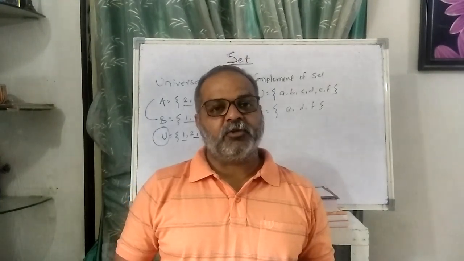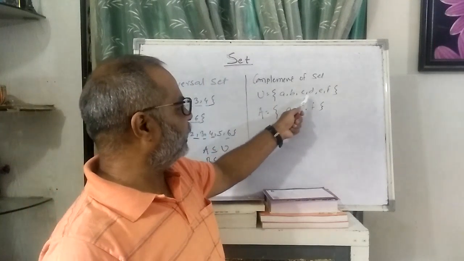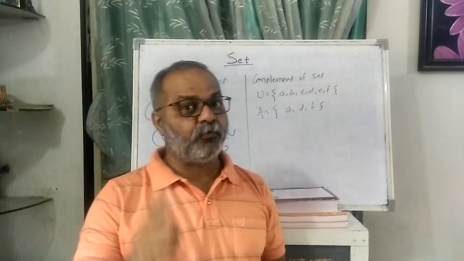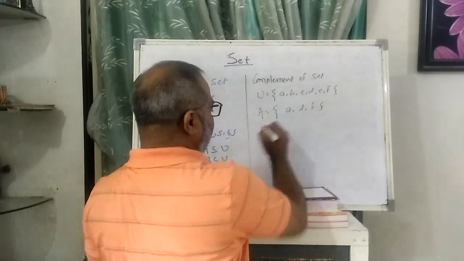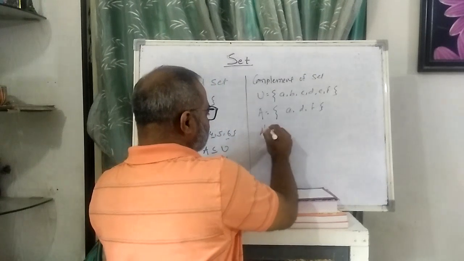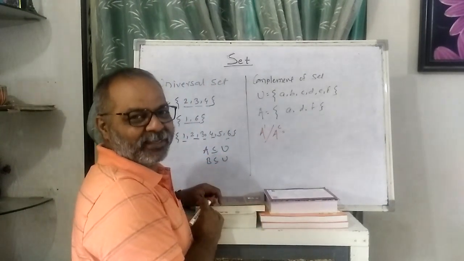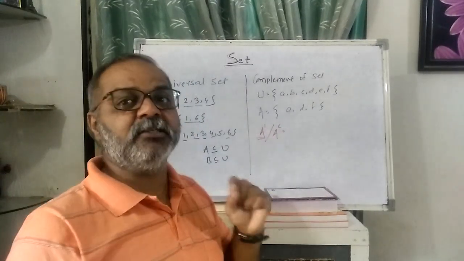So the next concept is the complement of a set. I write 2 sets on the board. Set U is A, B, C, D, E, F. Set A is A, D, F. Okay. Now I want to find the complement. So what is the meaning of complement? It is represented by a dash, or sometimes it is written as A raised to C. But most of the time we use A dash as A's complement.